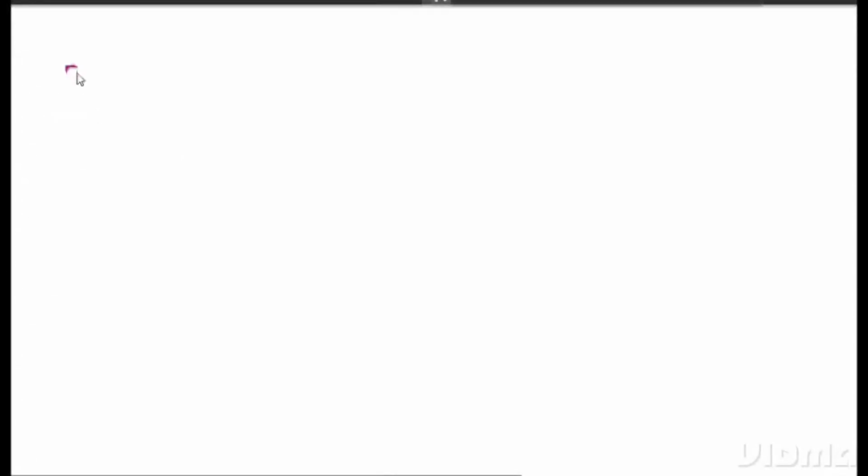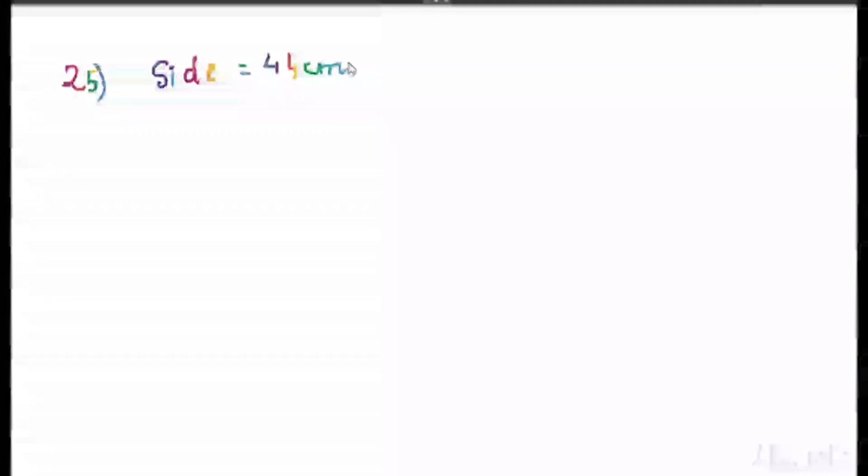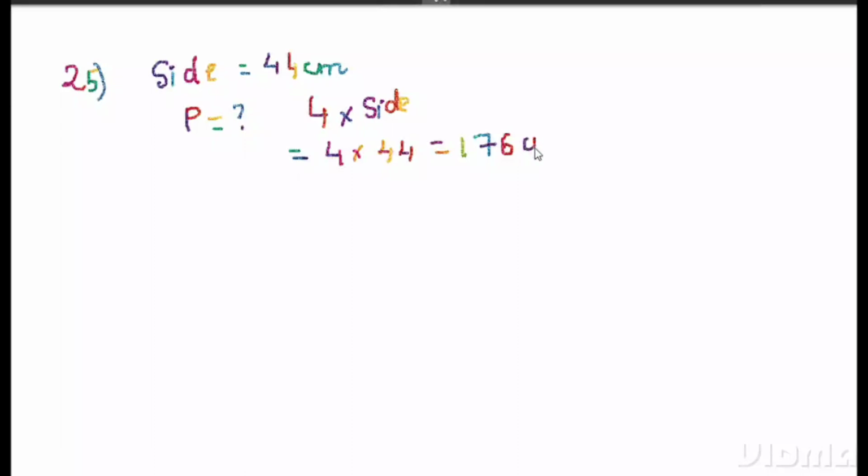Now moving on to the last question of this chapter. They have given you the side of the square. The side is 44 centimeter and they are telling you to find the perimeter. So first find this, then we'll move ahead. So perimeter will be what? It will be 4 into side. So that means it is going to be 4 into 44. So that is giving me 176 centimeter. So this is done. Now they are telling that the perimeter of the square which I found out is equal to the circumference of a circle.